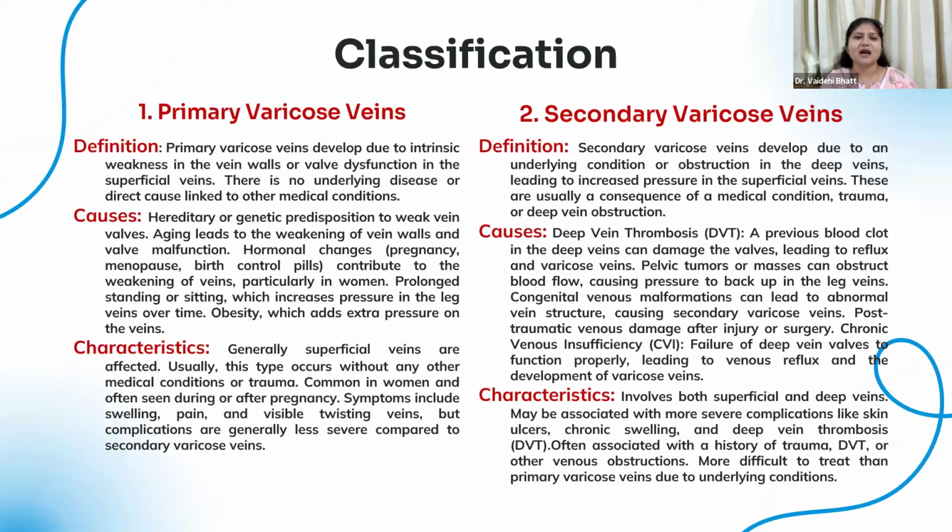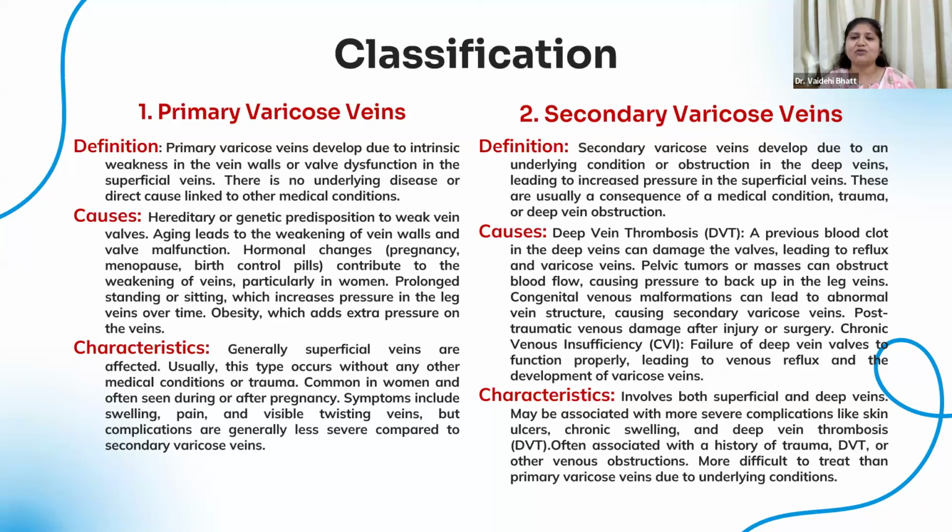If we classify the varicose vein, we have to classify it under two categories, primary varicose vein and secondary varicose vein. In primary varicose vein, it may develop due to the intrinsic weakness of the valves, and in secondary varicose vein, it develops due to the increase in pressure of the superficial veins due to some medical condition, trauma or deep vein obstruction.